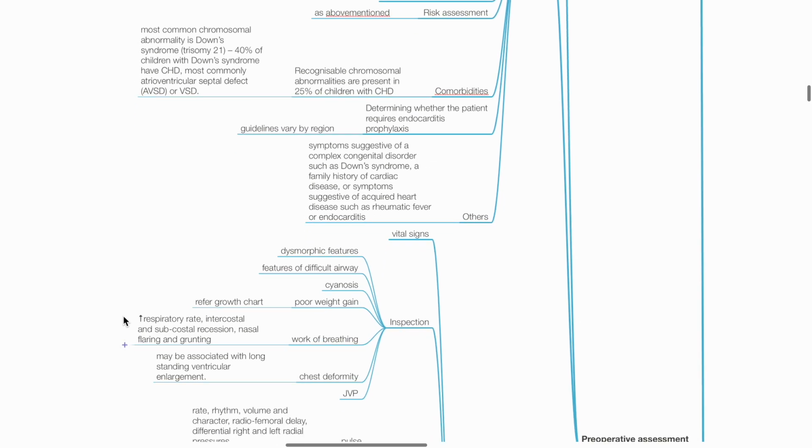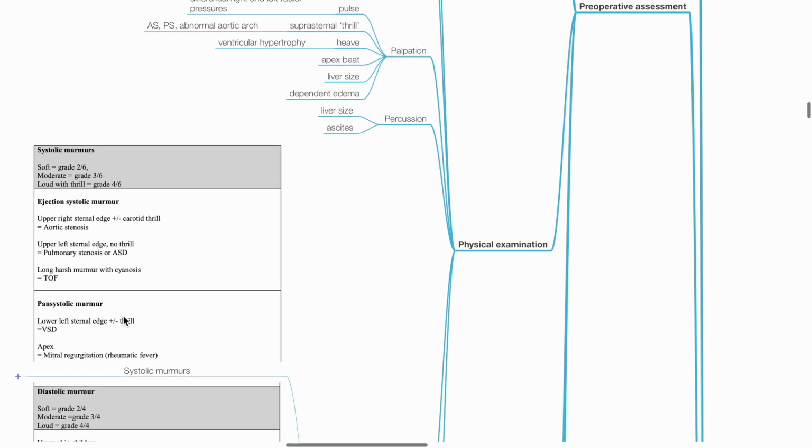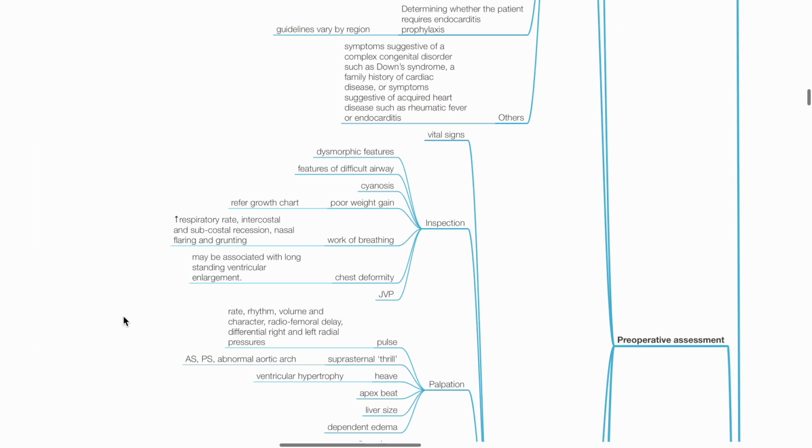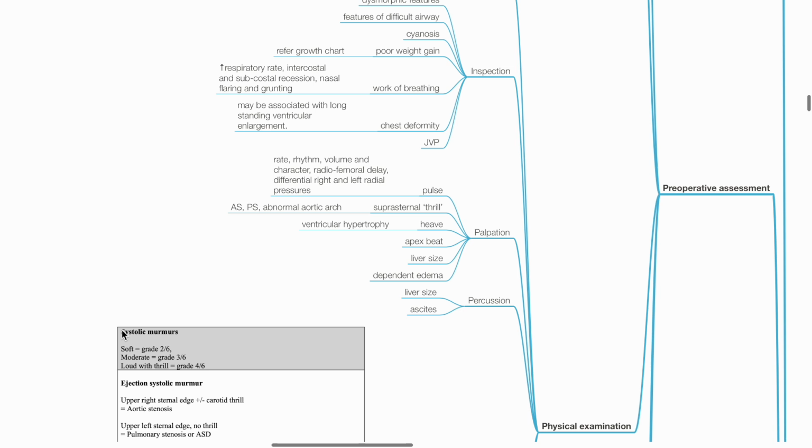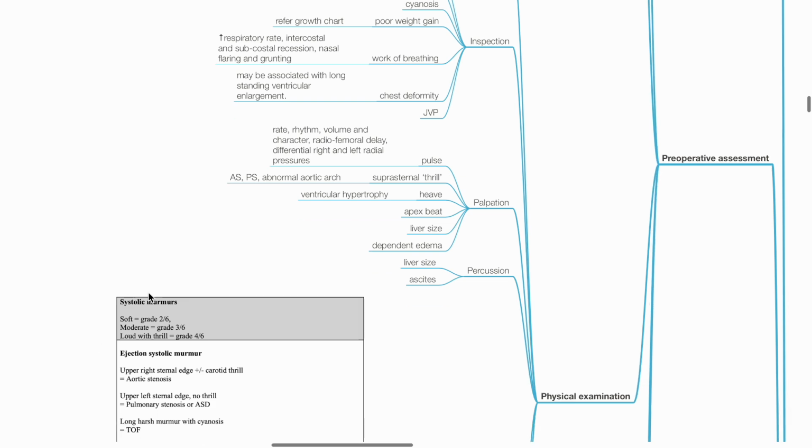Physical examination: assess vital signs, inspect for dysmorphic features, features of difficult airway, cyanosis, poor weight gain, work of breathing, chest deformity, and JVP. Palpate pulse, suprasternal thrill, ventricular heave, apex beat, liver size and dependent edema. Percuss for liver size and ascites.